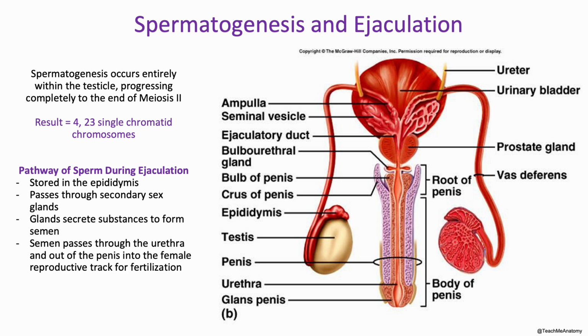So the big point here is that spermatogenesis occurs entirely within the testicle, and then it's stored in the epididymis. Eventually, sperm is going to progress out of the male reproductive system through the glans penis into the female reproductive tract to allow for fertilization.